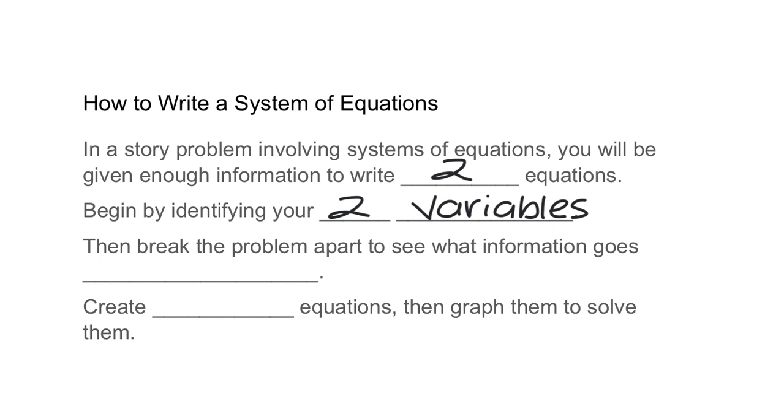Then you're going to break your problem apart to see what information goes together. Usually that looks like all the information about one particular thing together, or the information about all the money goes together, or a certain person's stuff goes together. You'll see how that breaks apart in these equations. So we need to be able to do that. Then we create our two equations using that information, and we put that into Desmos to graph them and solve them. So we start out by writing the equations and then look at how we can put it together to graph it and solve it.